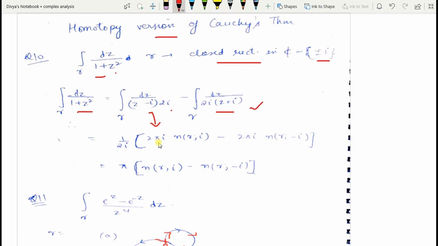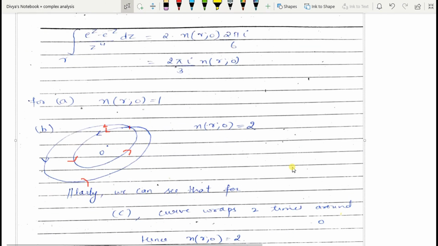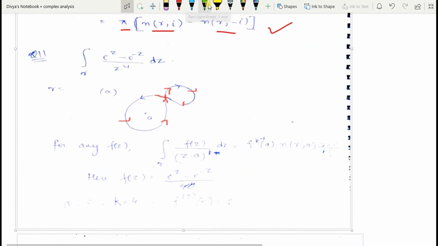Since gamma is a curve not containing plus or minus i, this can be written as 2 pi i times the index of gamma with respect to i, and similarly minus 2 pi i times the index of gamma with respect to minus i. So this would be nothing but 2 pi times the index of gamma with respect to i minus the index of gamma with respect to minus i. The 2 pi i comes out and cancels, and we will be left with pi times this. Is the question clear?